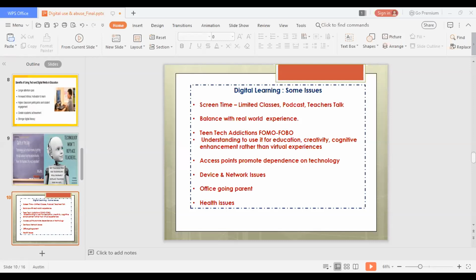Access points we had to check. We even informed the parents, guided and counseled them to be careful, because if these access points are very easy, then children, of course, develop dependence on technology.